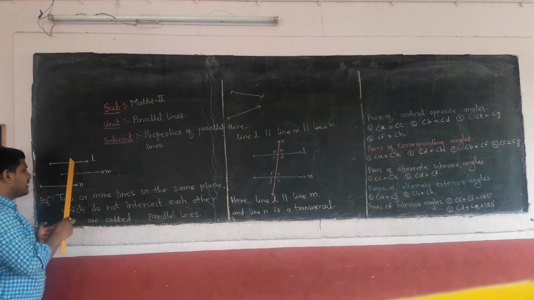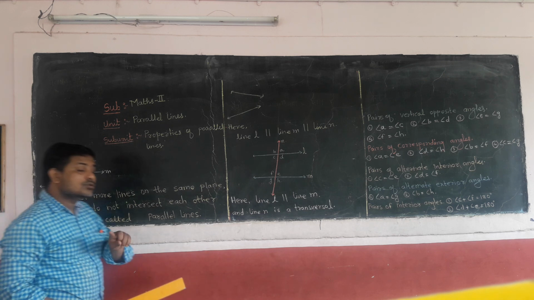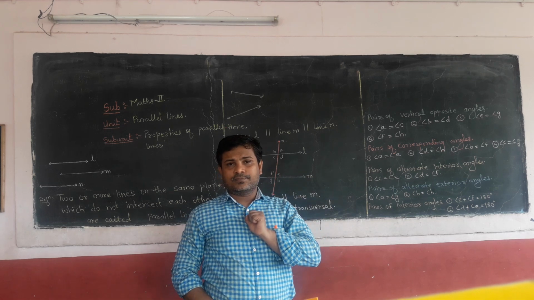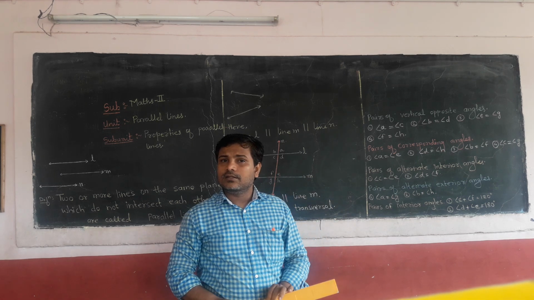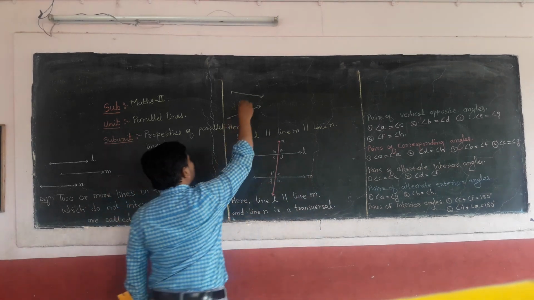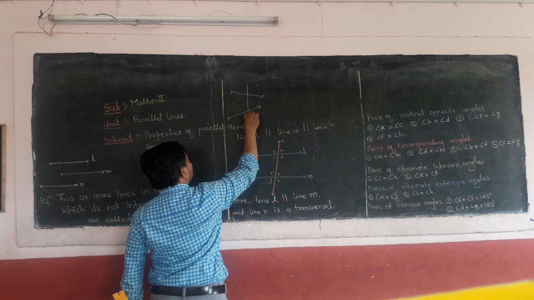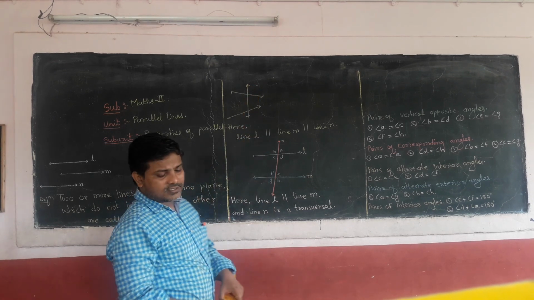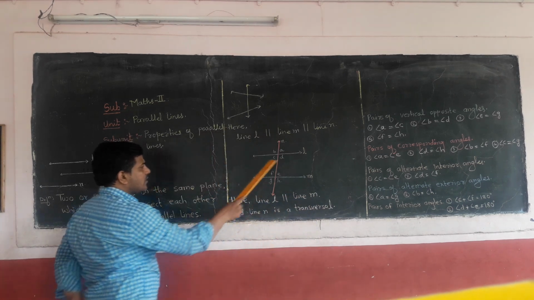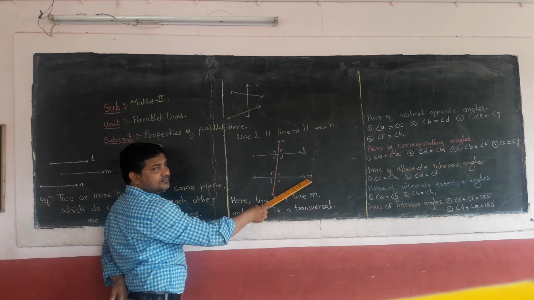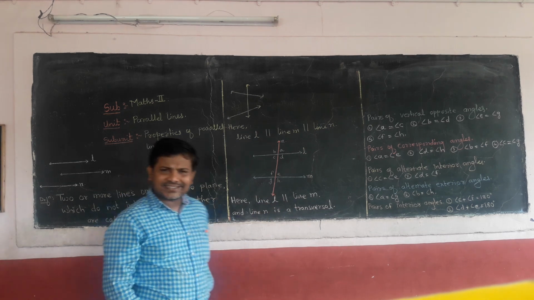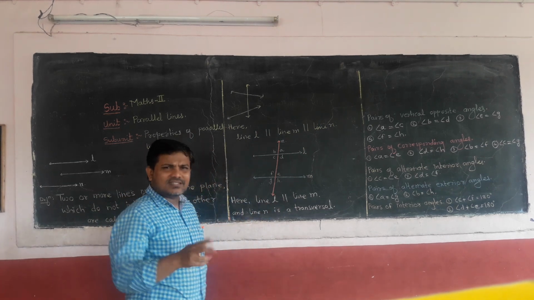So the definition of parallel lines is: two or more lines which do not intersect and which must be on the same plane. These lines are called parallel lines. Already in the previous standard you have learned that when there are parallel lines and one more line intersects the two other lines, that line is called a transversal. See here in this figure, line L and line M are parallel and line N, the red line, is a transversal. A line intersecting the other two lines is a transversal.